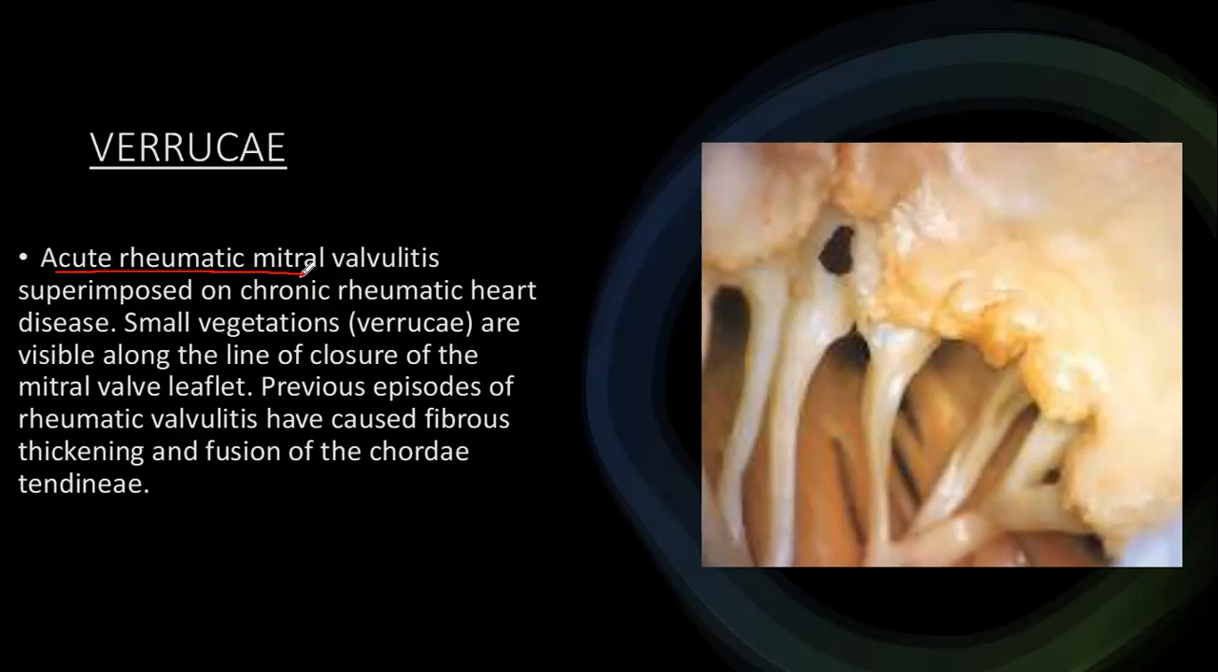Now, acute rheumatic mitral valvulitis. This image shows acute rheumatic mitral valvulitis superimposed on chronic rheumatic heart disease. There you can see the small vegetations, these here, along the line of closure of the mitral valve leaflet. And you can see here these are the chordae tendineae, and they are fused from previous episodes of rheumatic valvulitis. You can see they are thickened and fused, these chordae tendineae, okay?